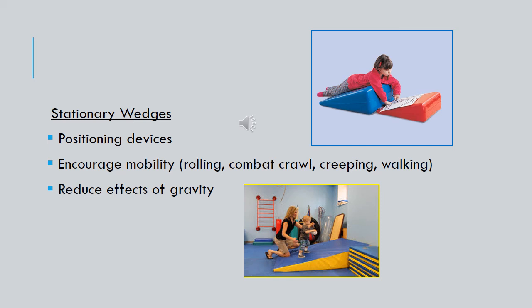Wedges could encourage mobility, so even though it's a stationary piece of equipment, you could think about making rolling a bit easier if you're going down the wedge, or a bit more challenging if you're going up and you're trying to work on core strengthening. Children can use wedges for combat crawling or creeping or walking. They could be used to reduce the effects of gravity, as in some of the examples already provided, or if you consider just a simple exercise such as coming to sit up, if the child was using a wedge to complete that, in essence it would be easier than coming up from a flat surface. So many different applications for use of wedges.